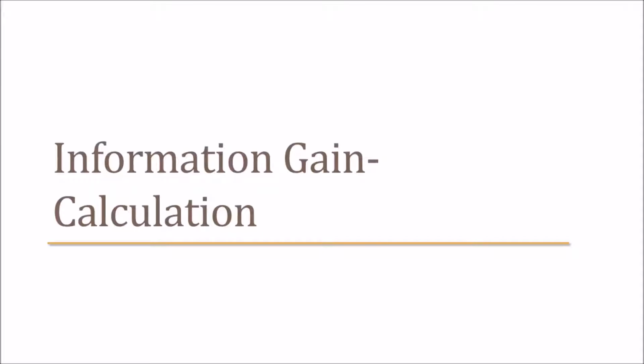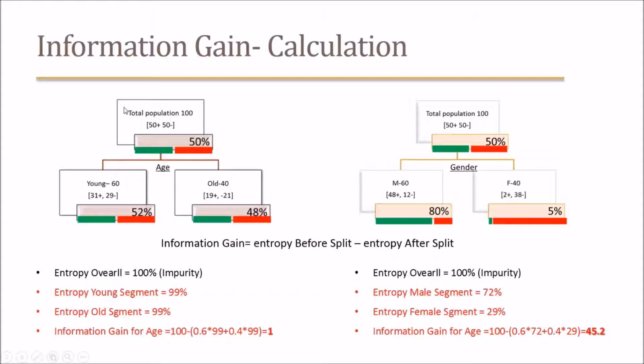So, information gain calculation. We have the overall population at the root level that has 100 observations. Now we have divided the population into two groups, two segments, young and old. Each one of them has its own entropy. Entropy at the root level is 100% impure because of the 50-50 chance. Entropy at this segment is different, and entropy at this segment is different. So what is the formula for information gain? Information gain is entropy before the split minus entropy after the split.